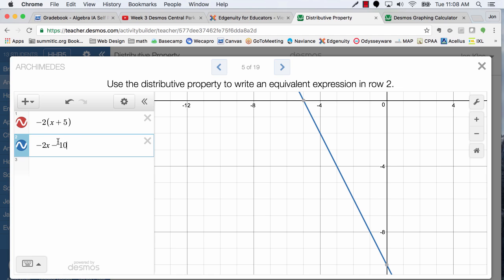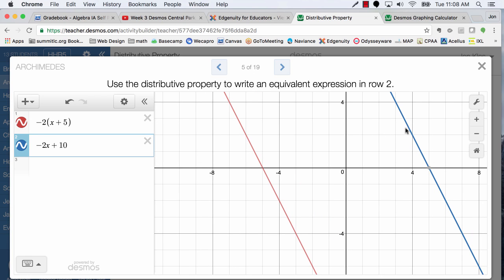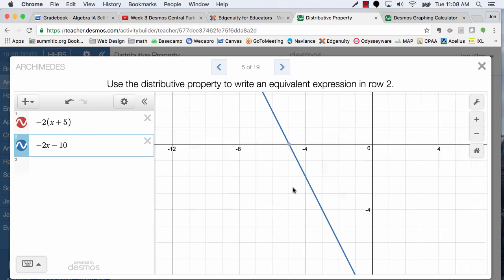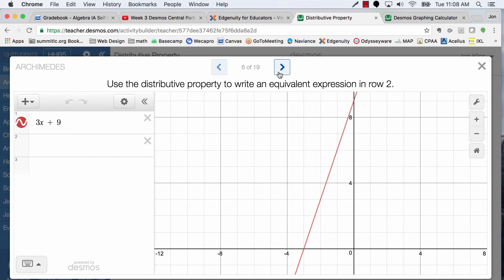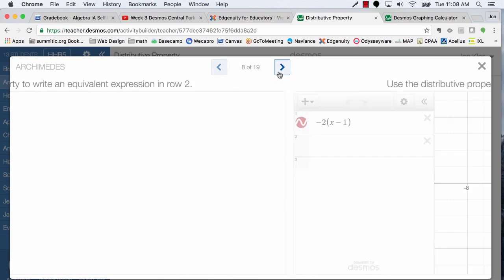And there we go. What if I did this one wrong? What if I said this was plus 10? Well, then you can see I got 2 different lines, and so I did not get 2 equivalent expressions. I can go back, check my work, and oh, I see it needs to be minus 10. There we go. Now I'm feeling better about my work. So use the graph. If it's the same line, you distributed correctly. If it's different lines, you made a mistake. Keep going on. Practice distributing.